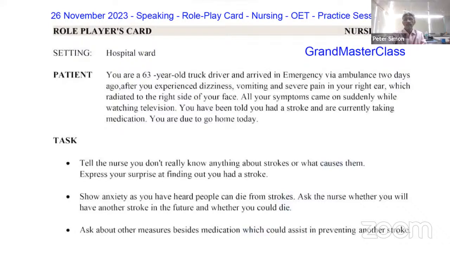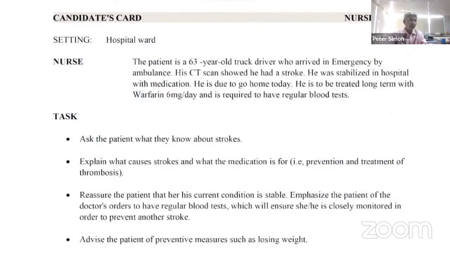And then I don't know really. So, what are strokes? What causes them? I'm surprised. That's it. Why did I get this stroke, nurse?